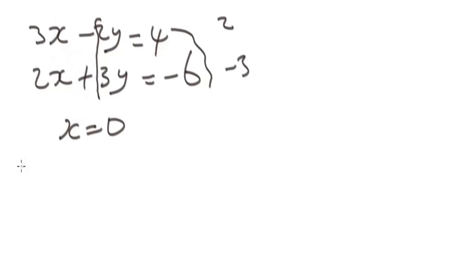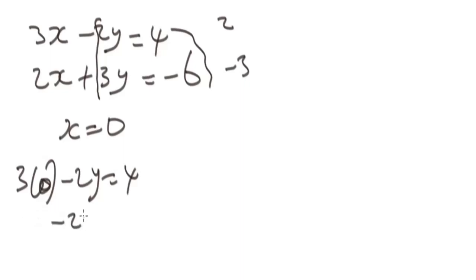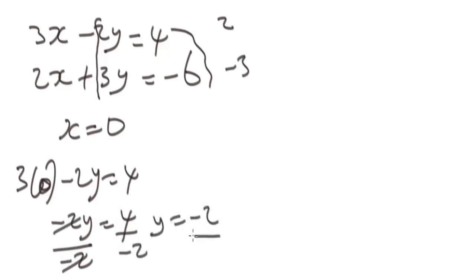Let's do it in equation 1. It's going to be 3 times 0 minus 2y equals 4. So when you simplify, we're going to have minus 2y equals 4. Divide both sides by minus 2. Alright, so our y is minus 2. So when x is 0, y is minus 2.